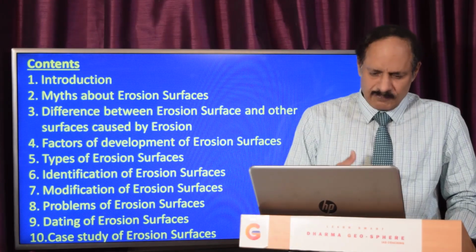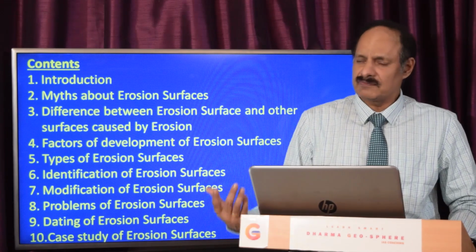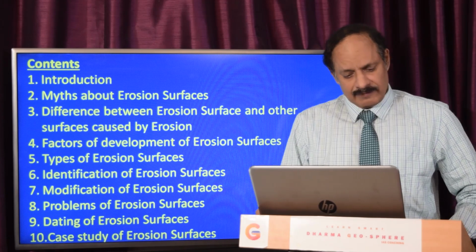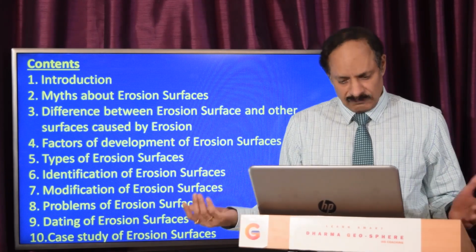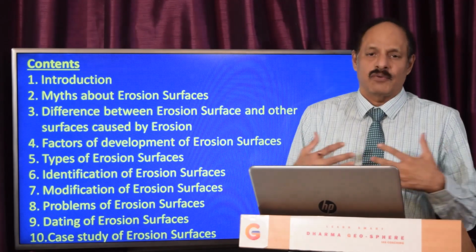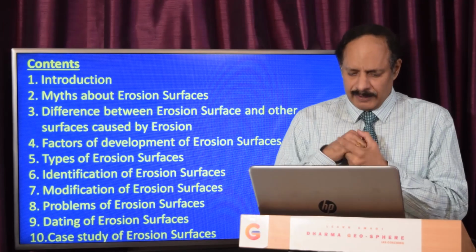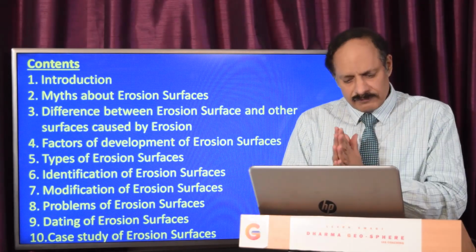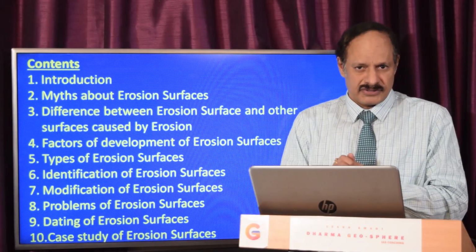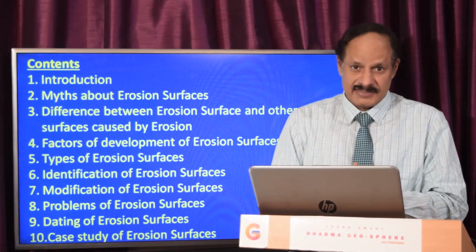And then we'll understand the factors for the development of erosion surfaces, and we'll see the types of erosion surfaces, which is an important aspect. And then we'll also see the identification of erosion surfaces, and how they get modified, and then we'll see what the problems are, though I discussed this in my earlier video. And then we'll also understand the dating of erosion surfaces, and finally a case study of an erosion surface in India apart from the Ranchi Plateau, which we take as an example.